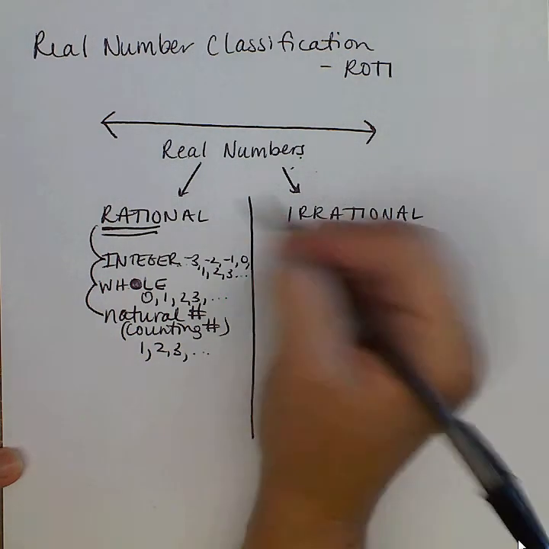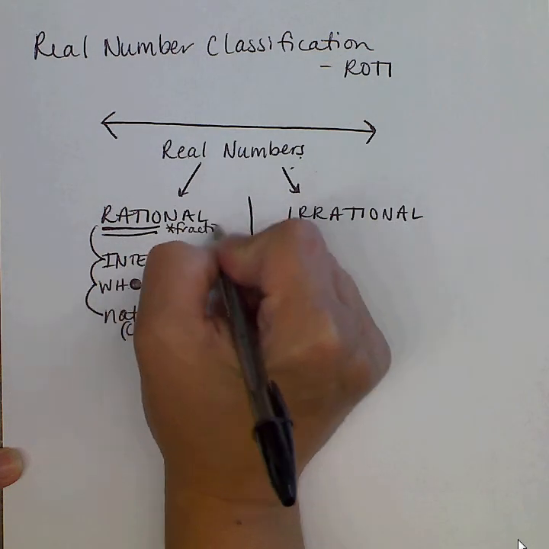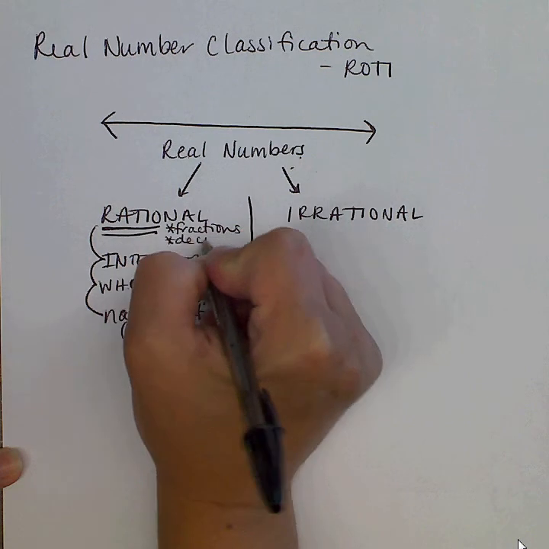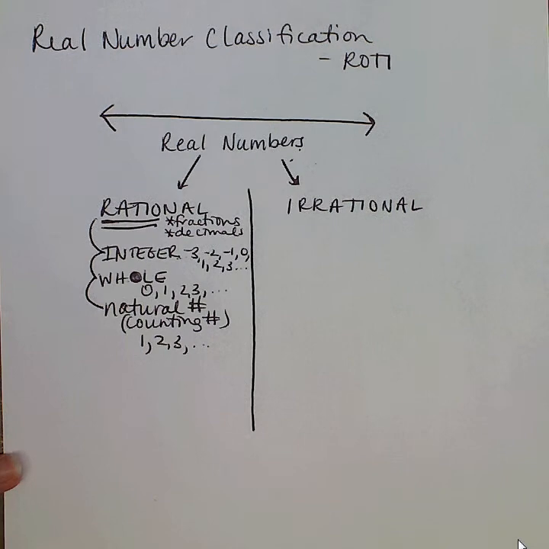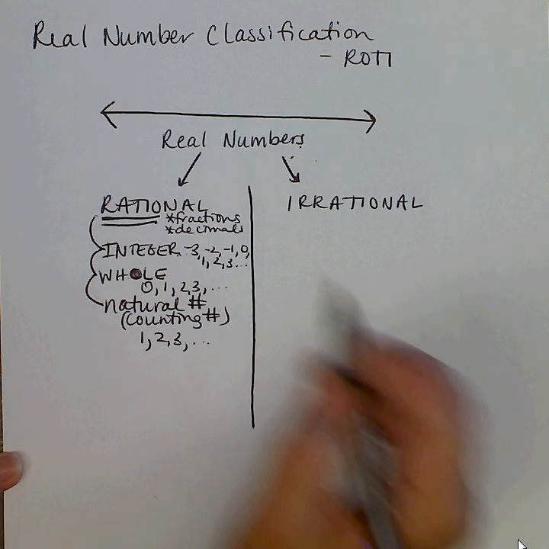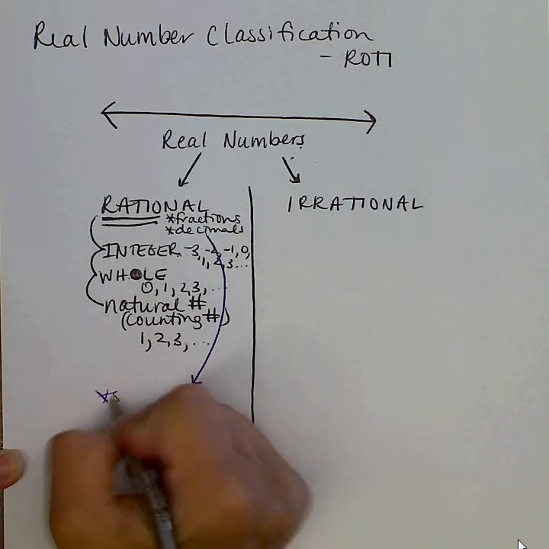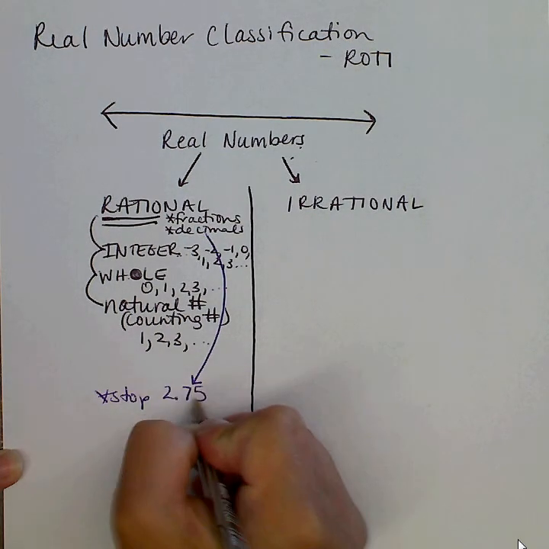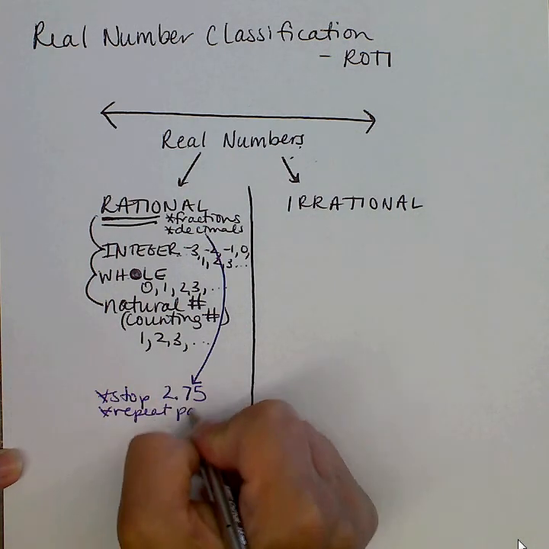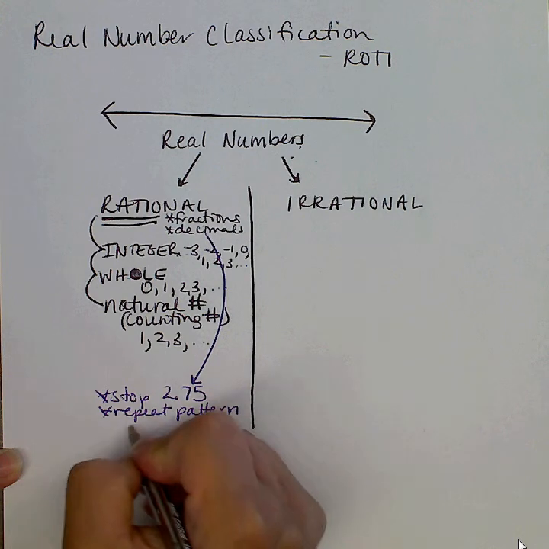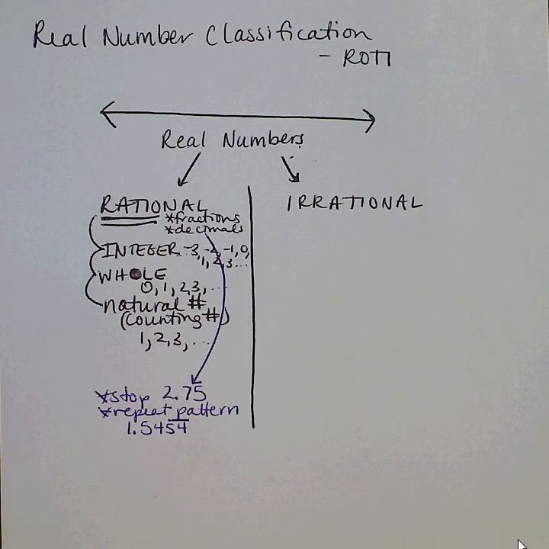So when you get to this big category of rational numbers, we have fractions and decimals. But the decimals have to have some very specific criteria. So the rational numbers have decimals that stop, so something like 2.75, or repeat with a pattern that's predictable, like 1.5454, and then we might just write that on top.